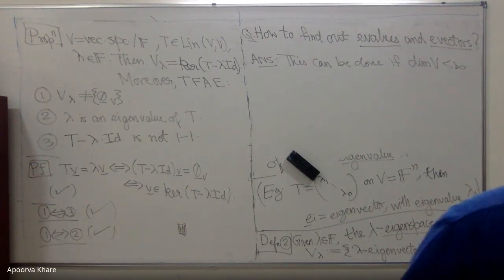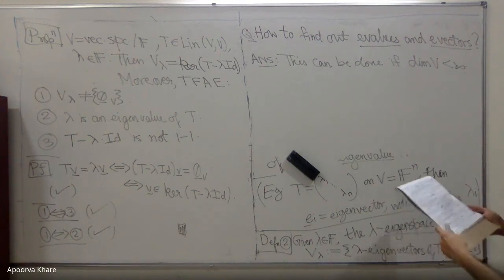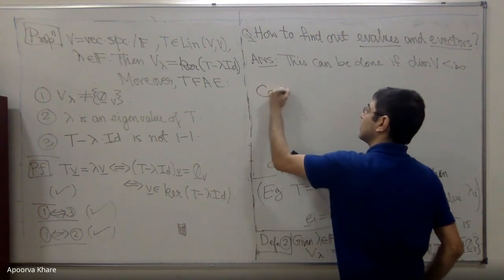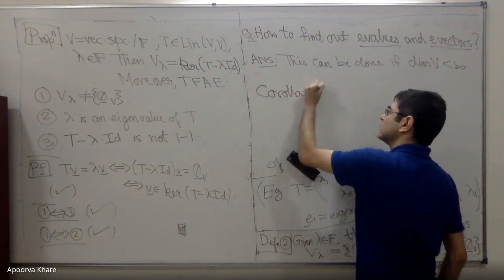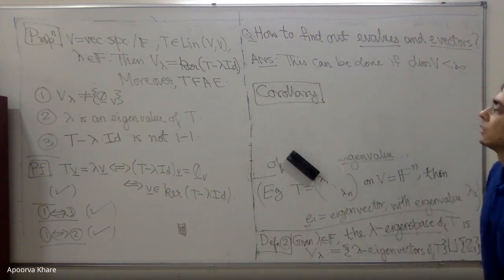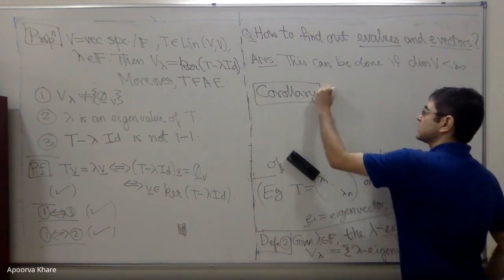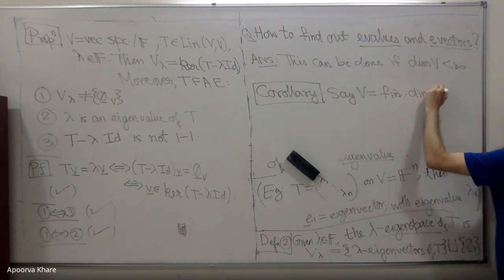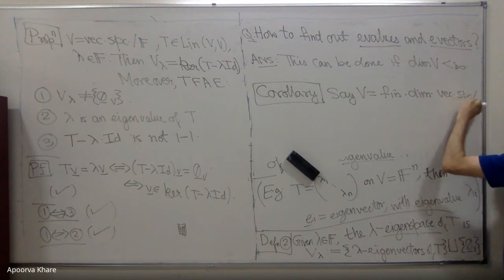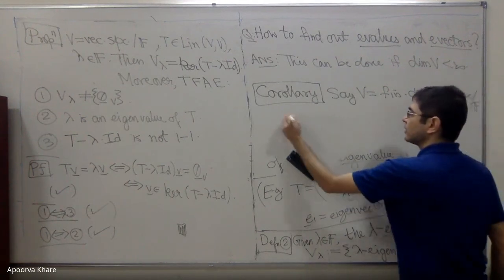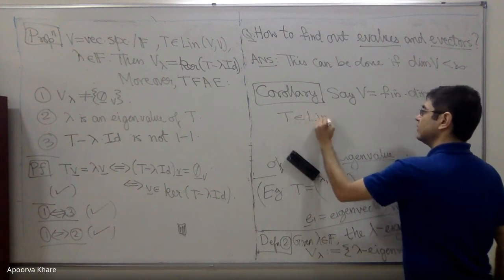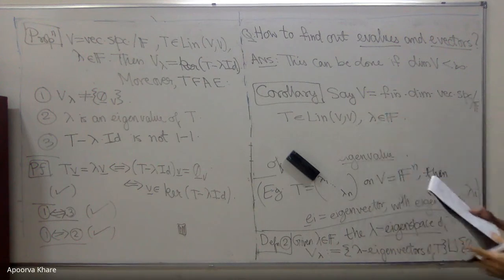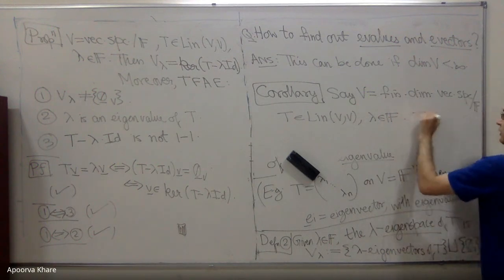So that's the corollary here. Corollary to that obvious proposition. Say V is a finite dimensional vector space over F, T is in Hom(V, V), and lambda belongs to F. The following are equivalent.